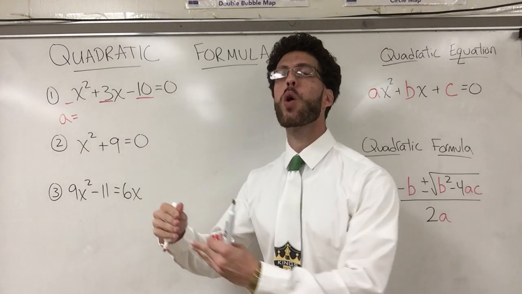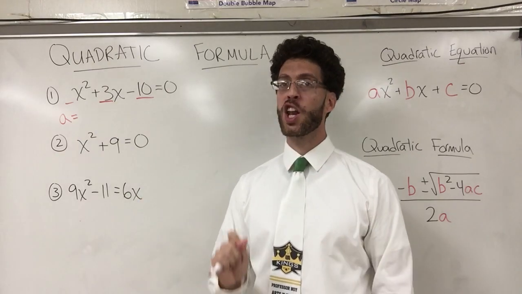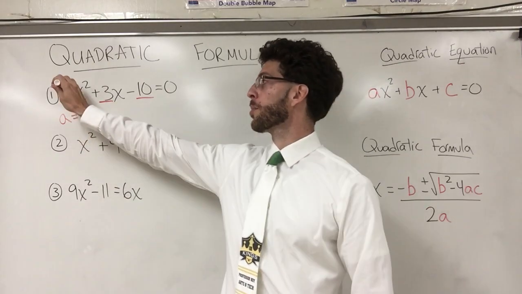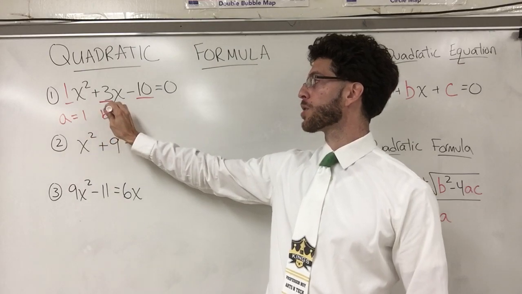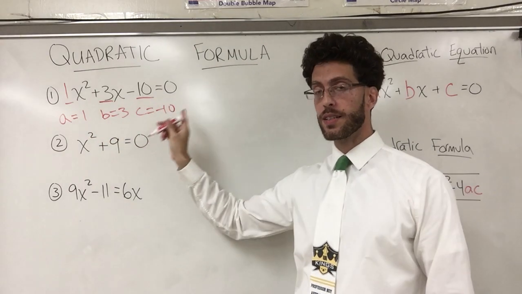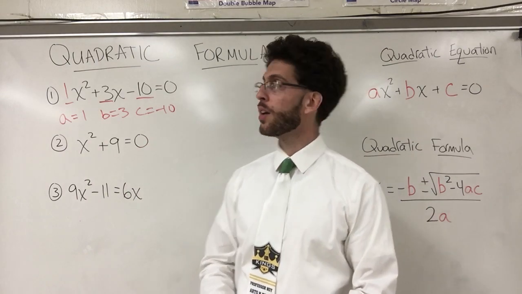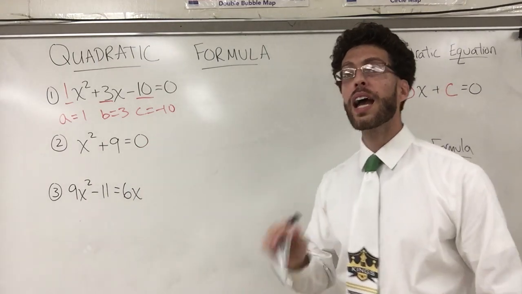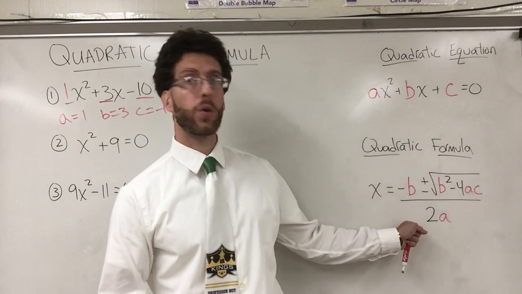A represents a coefficient. A coefficient is a number, not a variable. What number is there? It's a hiding 1. What's B? It's 3. What's C? It's negative 10. Don't tell me 10. It's negative 10. That sign has to come along with it. So then, I highly recommend you write the whole entire equation again.